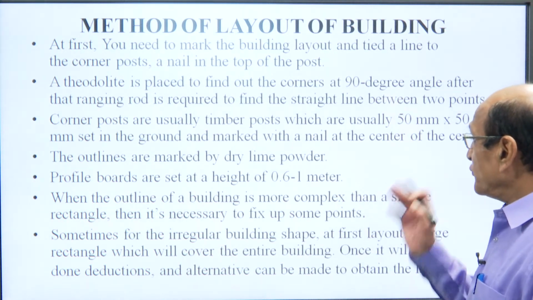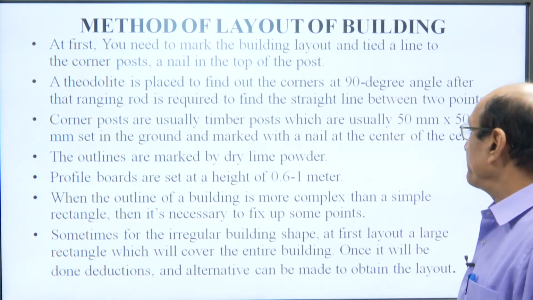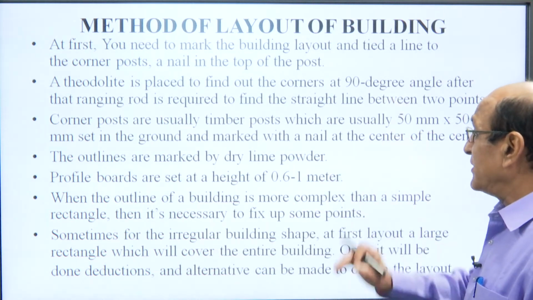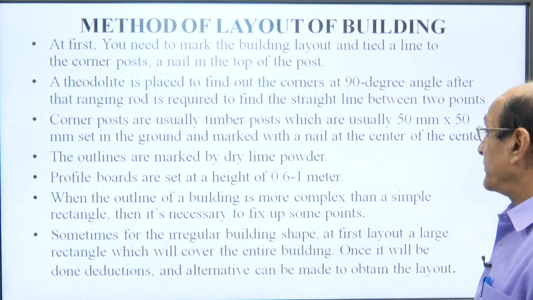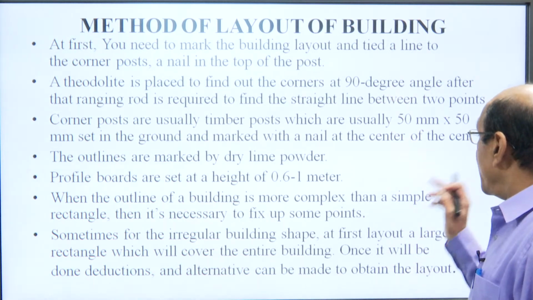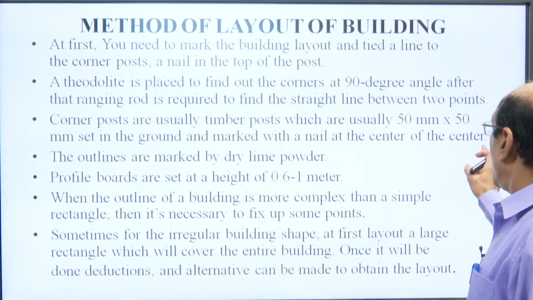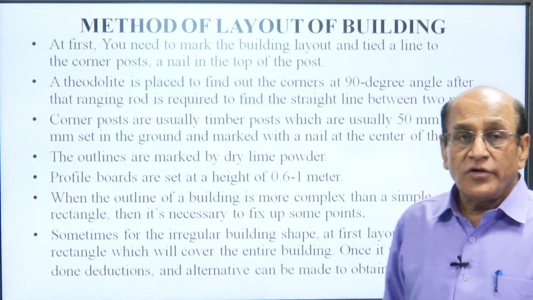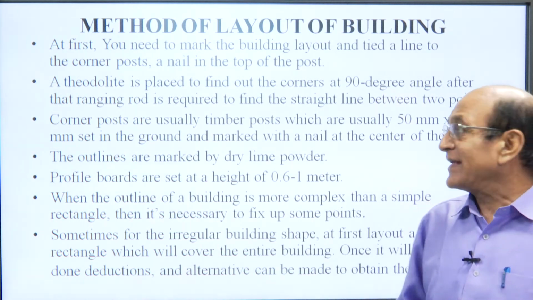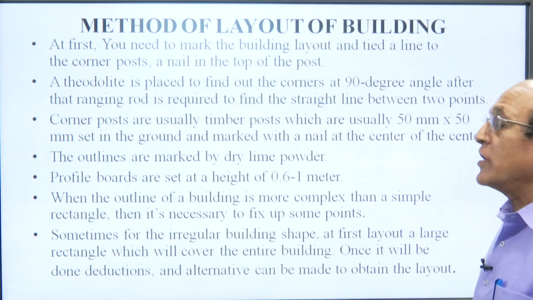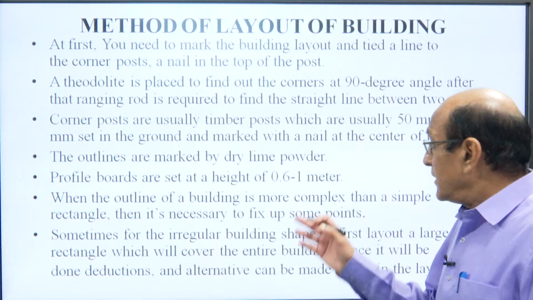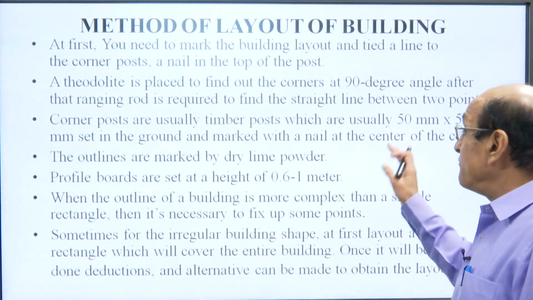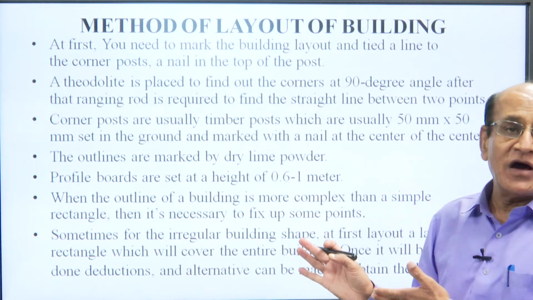The corner posts are usually timber posts, which are usually 50 mm by 50 mm, set in the ground and marked with a nail at the center. So, you have to fix the corner post. The outline is marked by dry lime powder, as I have shown you earlier.